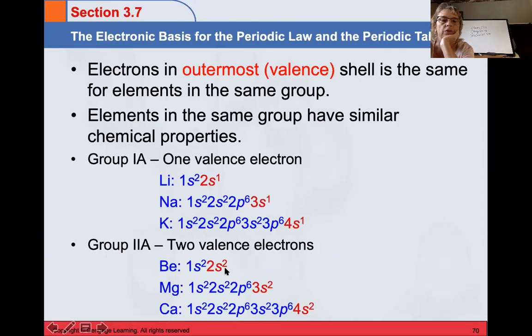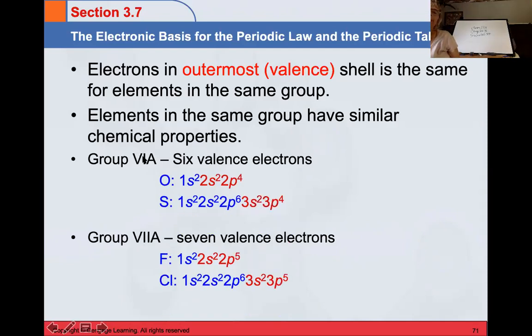Similarly, for group 2, beryllium had 2 electrons in its outermost or 2s subshell. Magnesium has 2 electrons in its outermost or 3s subshell. And if we kept building the electron configurations in the 4th period, we would see that calcium has 2 electrons in its outermost or 4s subshell. So what group 2 has in common is 2 electrons in its outermost shell. And what group 1 has in common is 1 electron in the outermost shell.